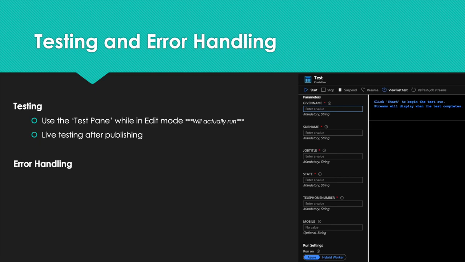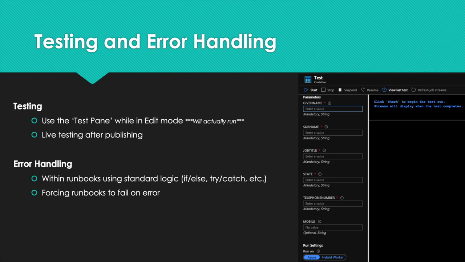For error handling, within Runbooks we can use our standard logic, our if-else blocks, our try-catch blocks, and so on. But you can also force your Runbooks to fail on error, and that will allow you to improve your Runbooks and ensure that they're not doing things that they really shouldn't.